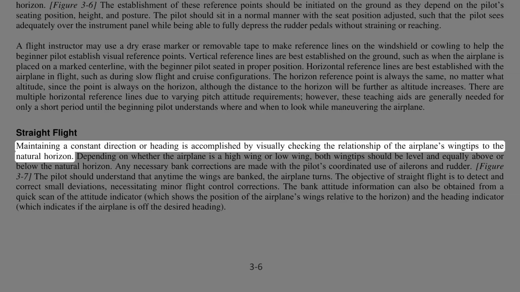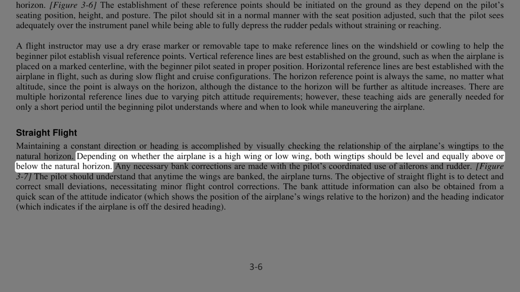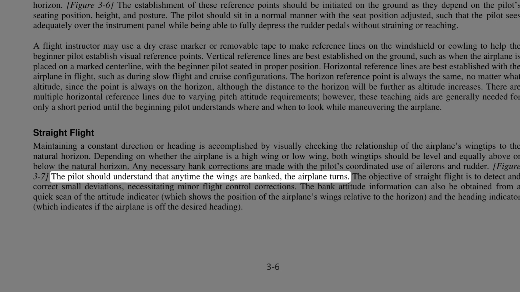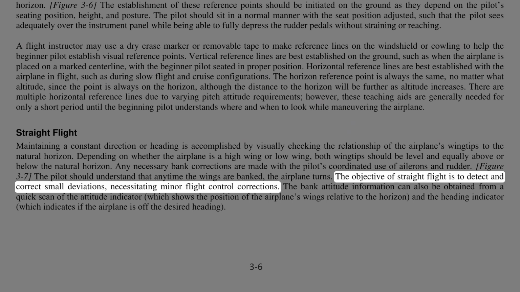Straight flight. Maintaining a constant direction or heading is accomplished by visually checking the relationship of the airplane's wingtips to the natural horizon. Depending on whether the airplane is a high wing or low wing, both wingtips should be level and equally above or below the natural horizon. Any necessary bank corrections are made with the pilot's coordinated use of ailerons and rudder. The pilot should understand that anytime the wings are banked, the airplane turns. The objective of straight flight is to detect and correct small deviations, necessitating minor flight control corrections.